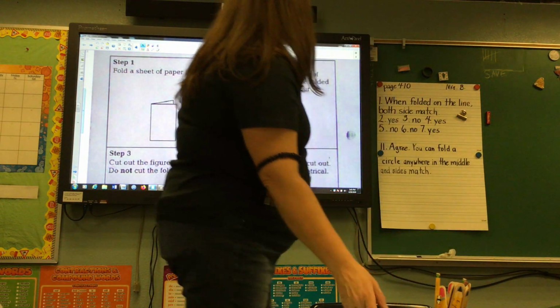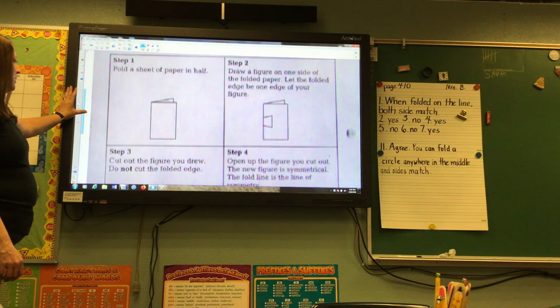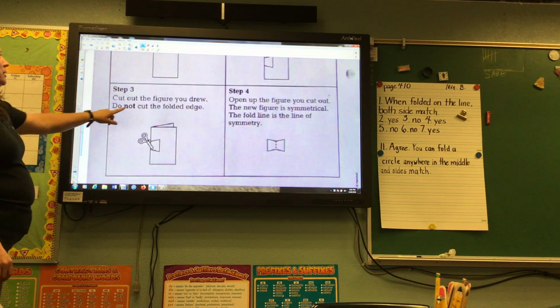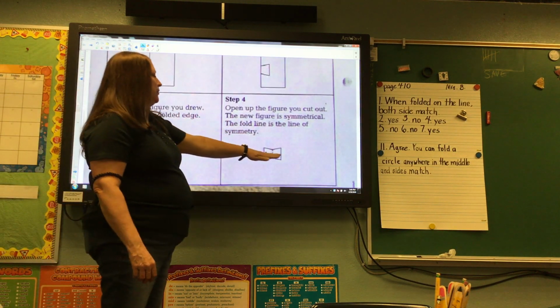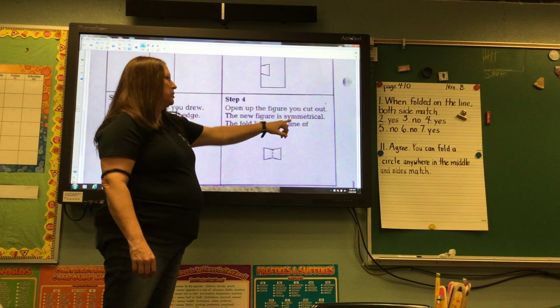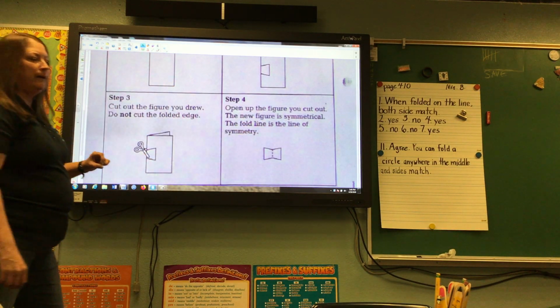If you would like to try some of these at home, you may. It says to draw a figure, cut out the figure you drew, and do not cut the folded edge, so cut out around it. Then open up the figure you cut. The new figure is symmetrical, and the fold is a line of symmetry. If you would like to try that, you may.